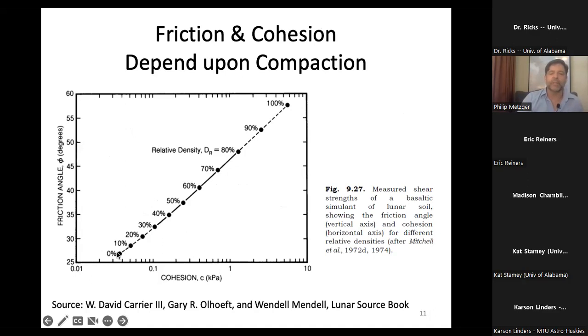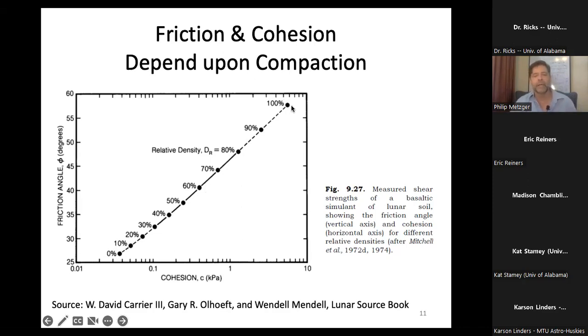So these are a series of tests where the soil is 0% compacted all the way to 100% compacted. 0% means it's as fluffy as you can get it, more or less. 100% means it's as compact as you can get it. And on each point, the x-axis is the cohesion and the y-axis is the friction angle. And you can see the cohesion and the friction angle both increase with compaction.